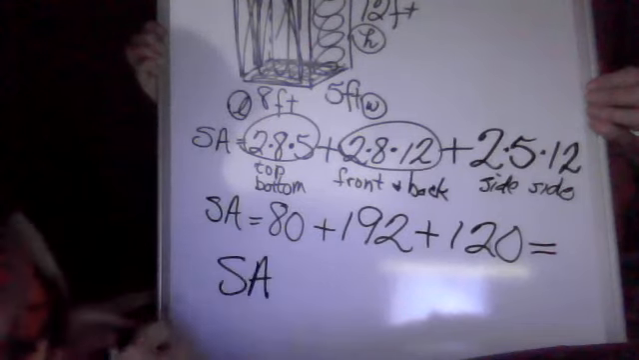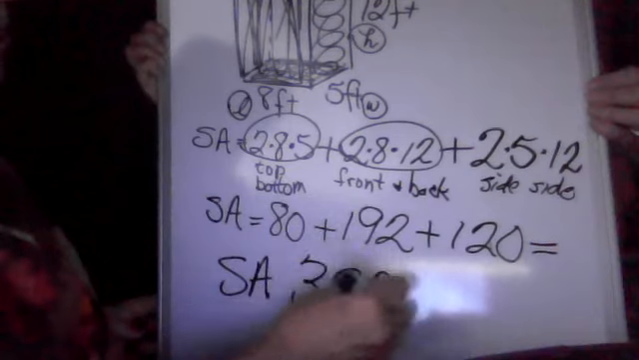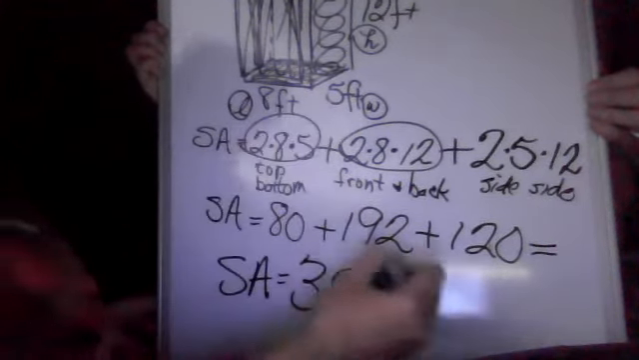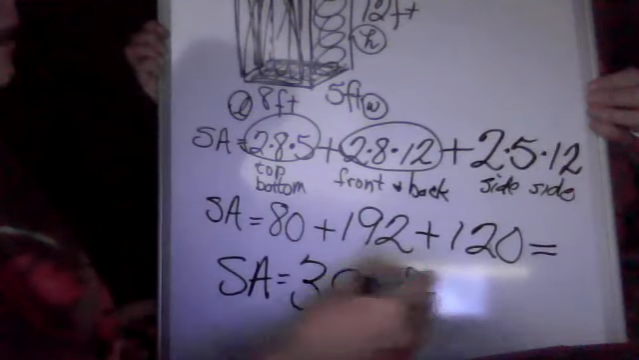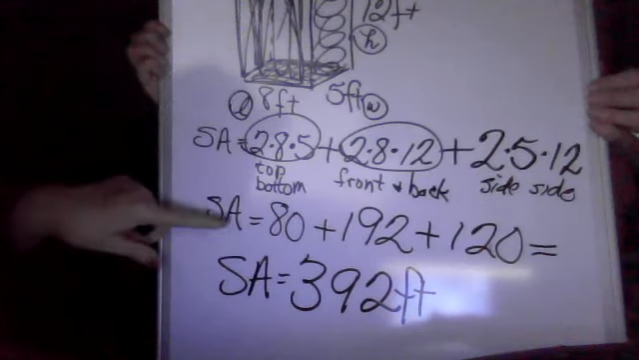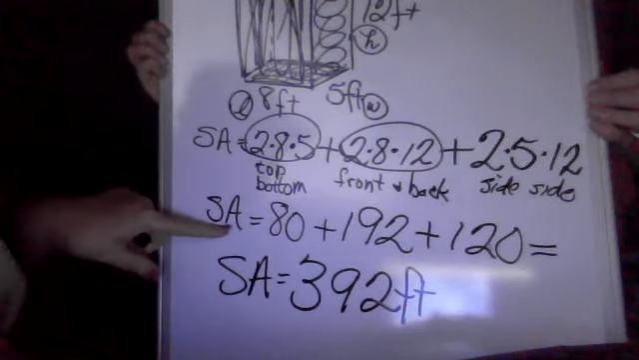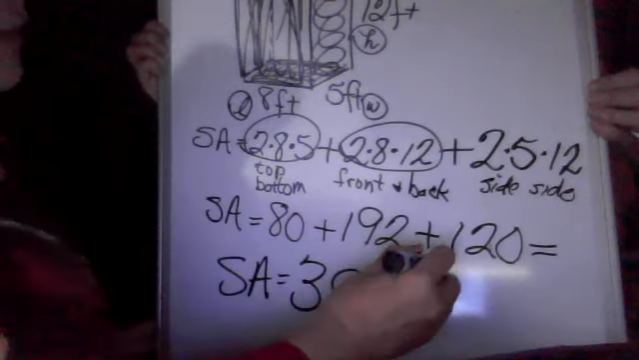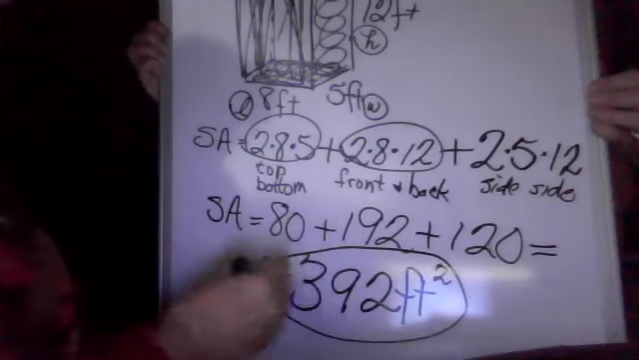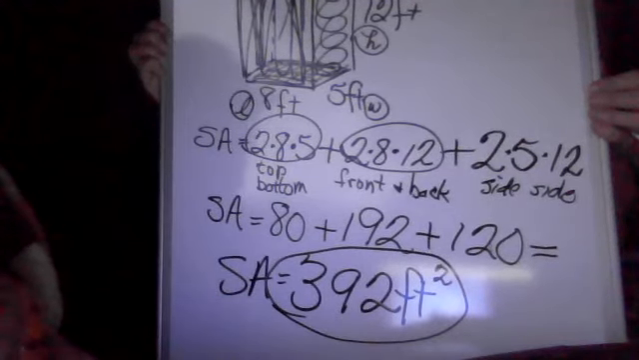The total surface area is going to be 392, and it's going to be feet. And because it's area, we have found out that area is 2-dimensional, and so our units are going to be 2-dimensional. So our total surface area for this problem is 392 feet squared.